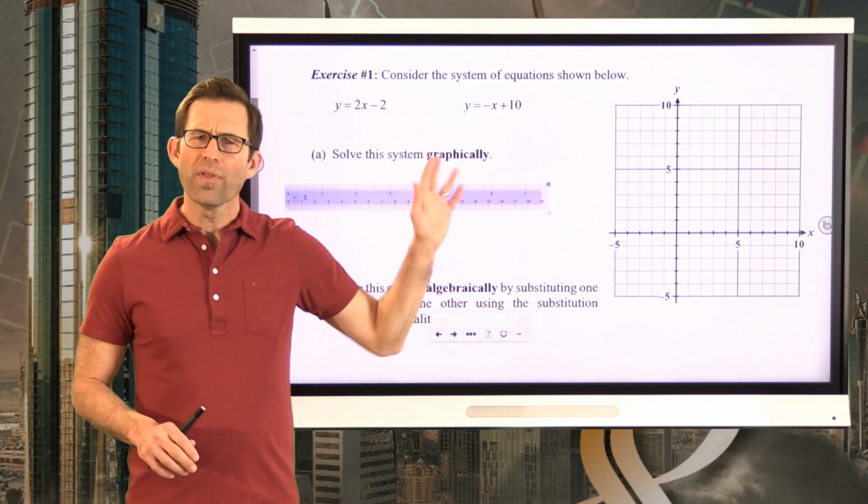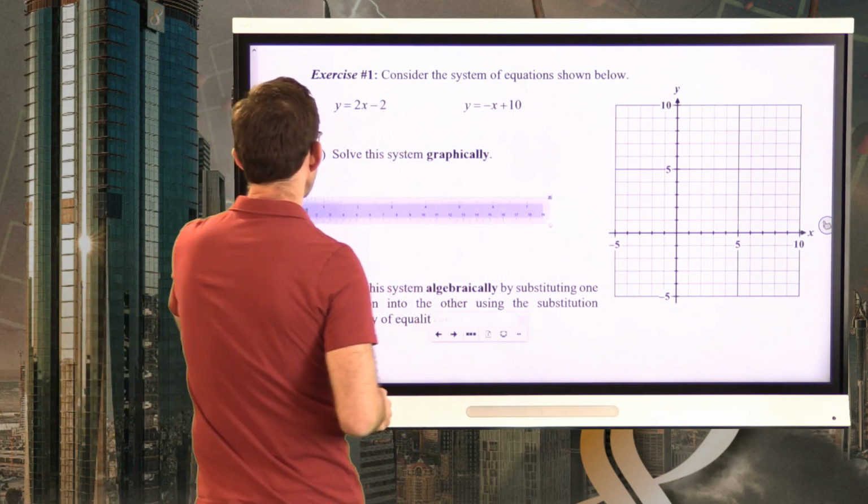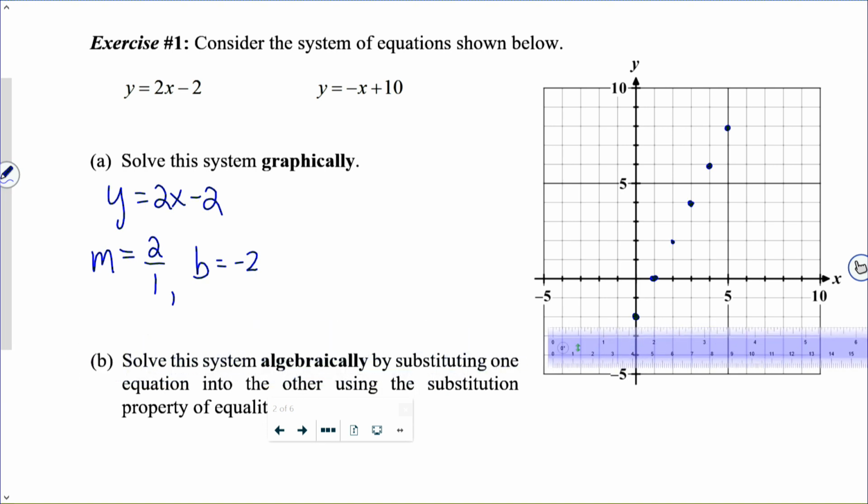All right, let's do it. Both of these lines have sort of their own challenges, right? So in the first line, y equals 2x minus 2, we have a slope that's equal to 2 over 1 and a y-intercept that's equal to negative 2. So I'm going to go over here to negative 2 on the y-axis, then go to the right 1 and up 2. That's going to produce a bunch of points that I can then connect with a straight line. Well, let me do that.